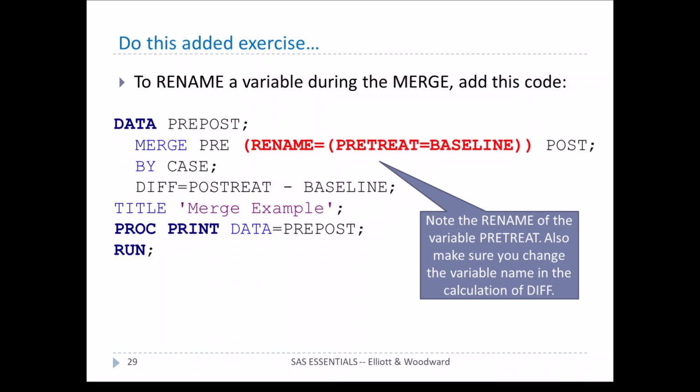So in a similar way that we saw in appending. Here's a real example of that where I have data pre-post and I'm merging pre, and within the pre data set I'm going to rename the variable that was called pre-treat. I'm going to rename it baseline. So the variable name is going to become baseline in the new data set called pre-post.